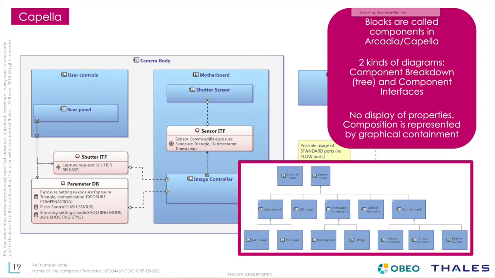We have two kinds of diagrams that we position in front of BDDs, so block definition diagram. The first one is the component breakdown diagram, which is a tree on the bottom right. And the other one is the component interfaces diagram. On component interfaces diagram, we don't display the properties of the components, and the composition is not represented with links and diamonds and arrows and the typical things that we find in the BDDs, but the composition is represented by graphical containment. So that means on this diagram, the shutter sensor is part of the motherboard. And what we see here is that components in Capella have ports, flow ports or standard ports, and provide or request interfaces.